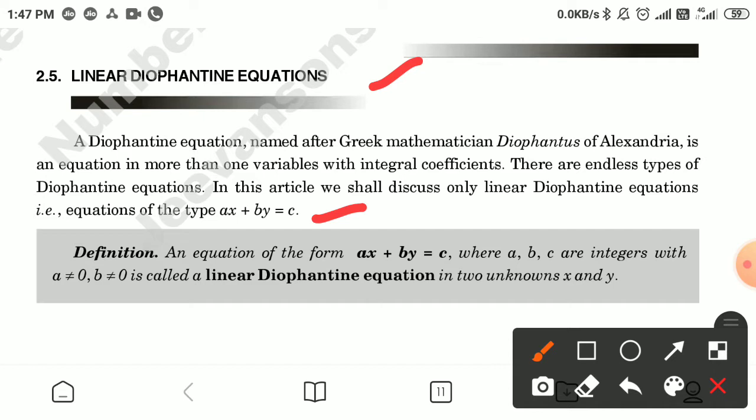Now, the definition: an equation of the form ax plus by equal to c, where a, b, c are integers with a not equal to 0, b not equal to 0, is called a linear Diophantine equation in two unknowns x and y.